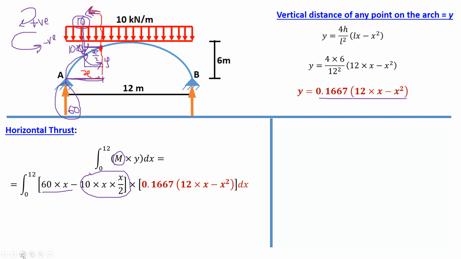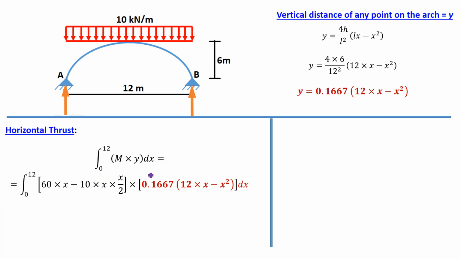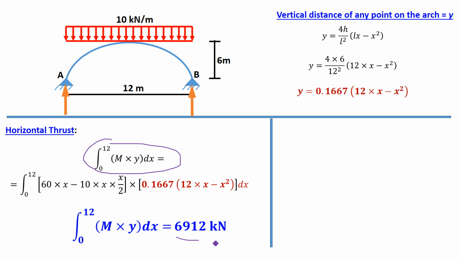load on the left part of the section, into y, which we already calculated here. If you put that y here, with limits 0 to 12, and perform this integration either manually or in your calculator, you will get the answer of the integration of M into y dx, and that answer is 6912 kilonewton. This is the numerator of the formula which we are using for the horizontal thrust.